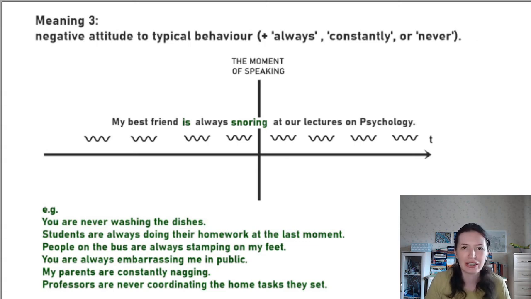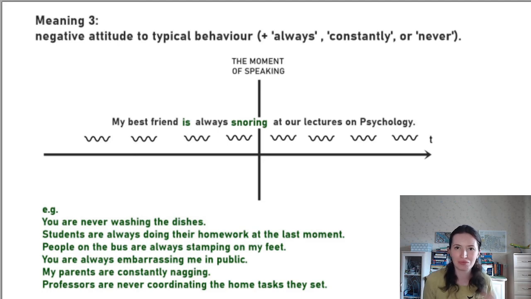In the textbook by Krylova and Gordon, it's a very complicated description, and I suggest we make it sound simpler. We say it's negative attitude to typical behavior, and we are going to have words like always, constantly, or never in the sentence, right? And what it means, if you look at the timeline, is that this action actually happens quite a lot, right? It's like the present indefinite, repeated, recurrent action. But every time it happens, you're annoyed by this action. So you perceive this action as if it's a process. It's something which gets on your nerves, right?